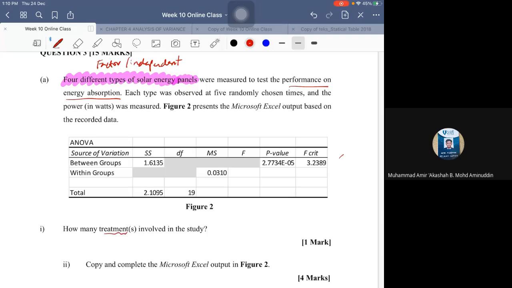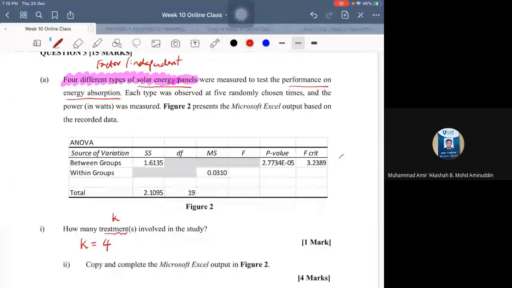Remember, the number of treatments is given by K. So what is the value of K? K equals, it says 5 randomly chosen times, so 5. Okay, K is going to be the number of categories in the factor. Our factor is solar energy panel, right? How many categories are there in the solar energy panel? 4. Exactly. For this case, K is going to equal 4. That is going to be our value.